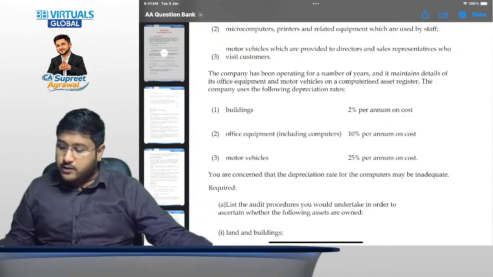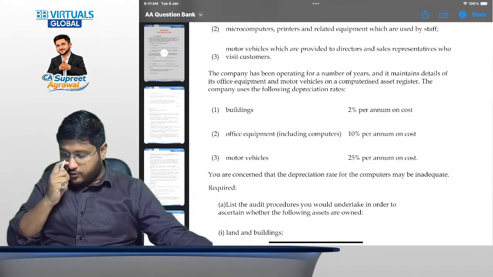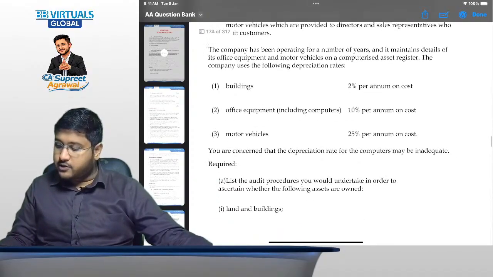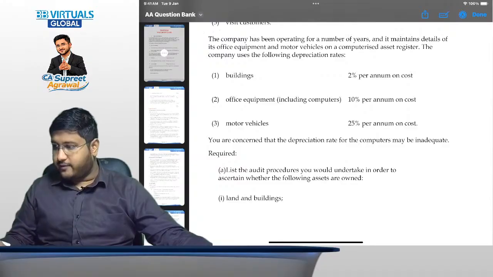Okay, now the following are the depreciation rates. Buildings 2% per annum on cost, office equipment 10% per annum on cost. So why so high? Because the useful life of office equipment is very less, right? Then motor vehicles 25% per annum on cost. You are concerned that the depreciation rate for the computers may be inadequate. Okay, so this is one concern that you might be having here.